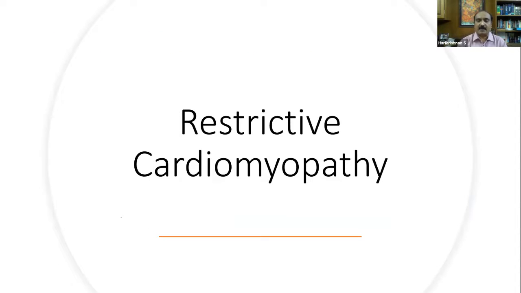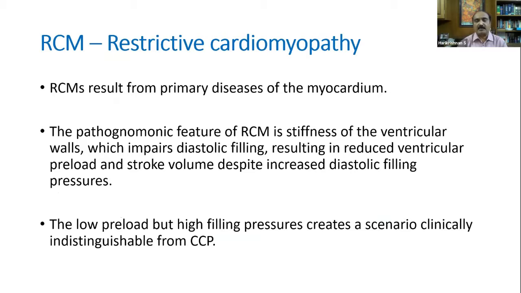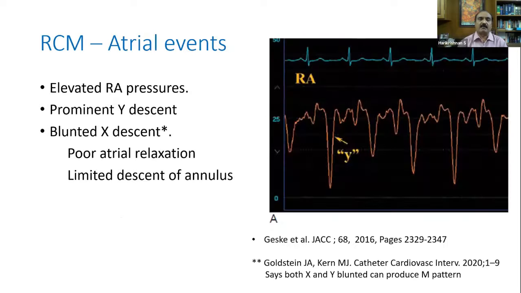Now coming to restrictive cardiomyopathy. We know that restrictive cardiomyopathy is a myocardial disease. The myocardium is abnormal, so all the features of myocardial dysfunction will be evident. The elevated right atrial pressures, prominent Y descent, blunted X descent, as I already said, because there is poor atrial relaxation and a limited descent of the annulus because the myocardium is abnormal. The atrial myocardium, as also the ventricular myocardium, is abnormal. So the relaxation and limited descent lead to a blunted X descent.